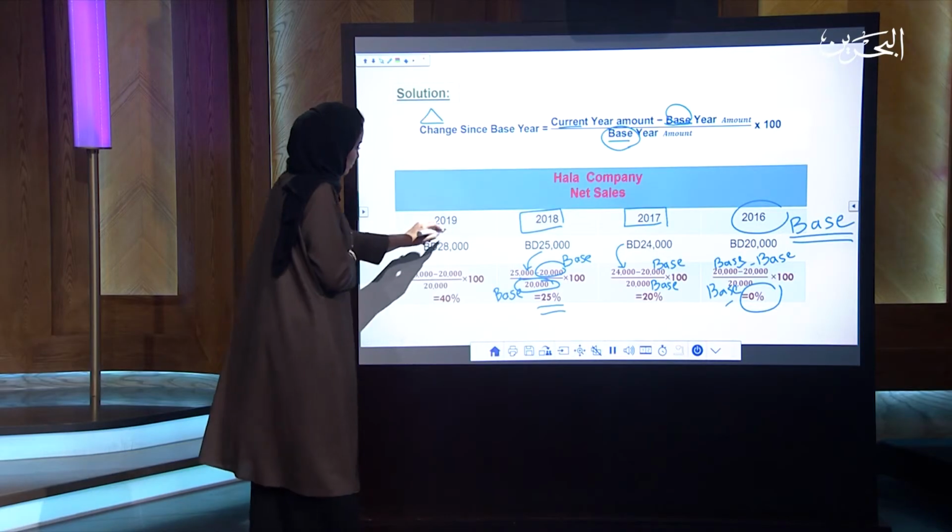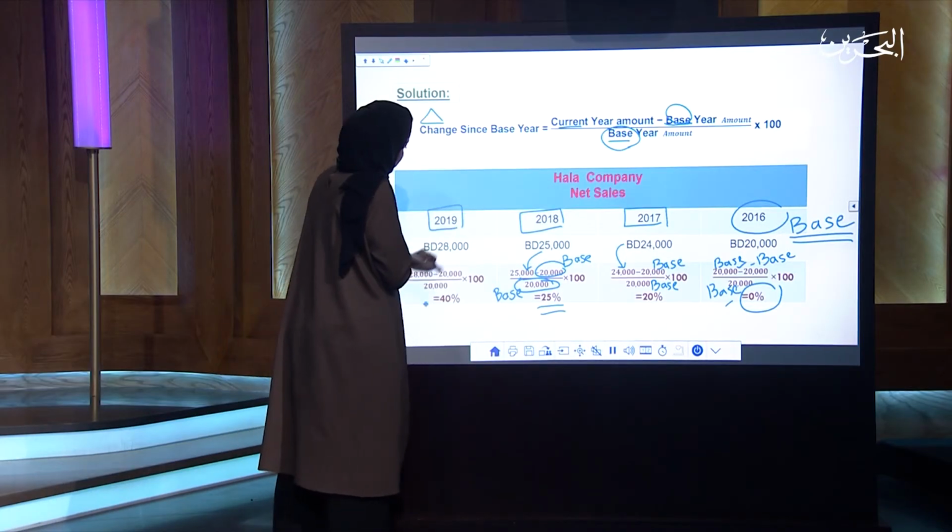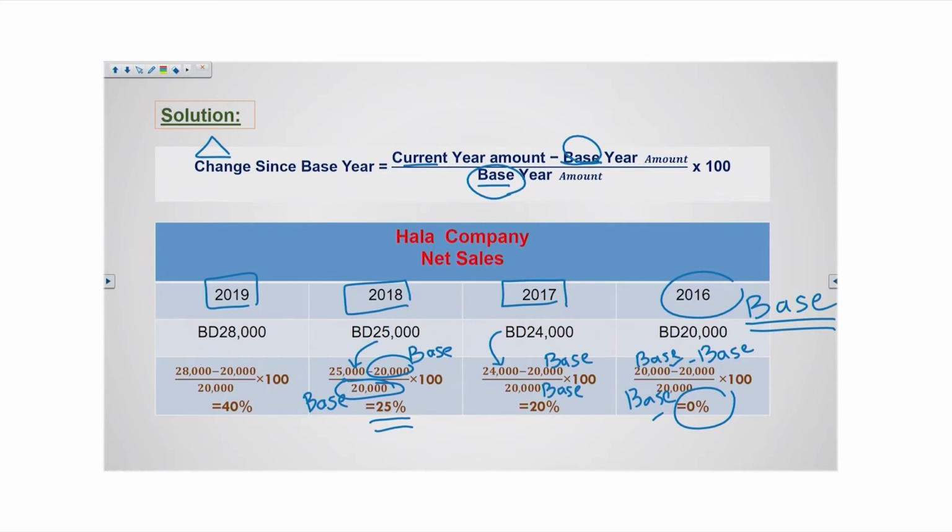Okay, let's move to 2019, which is the current year. We have 28,000. We will apply it in the formula. Minus 20,000, which is the base amount, over 20,000, which is the base amount. Multiply by 100 equals 40%.